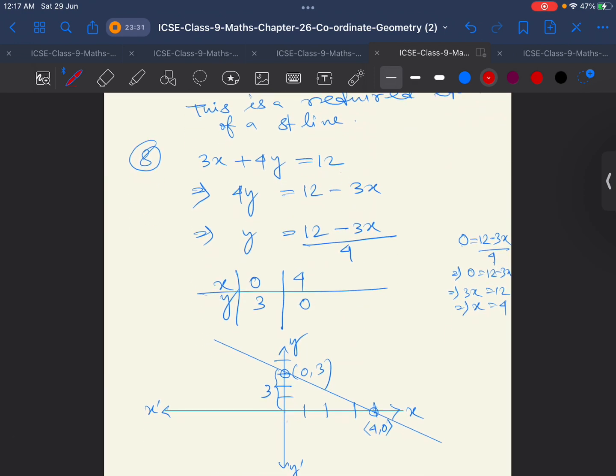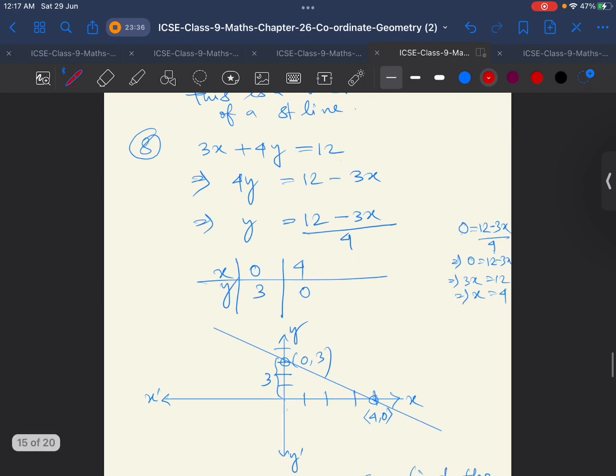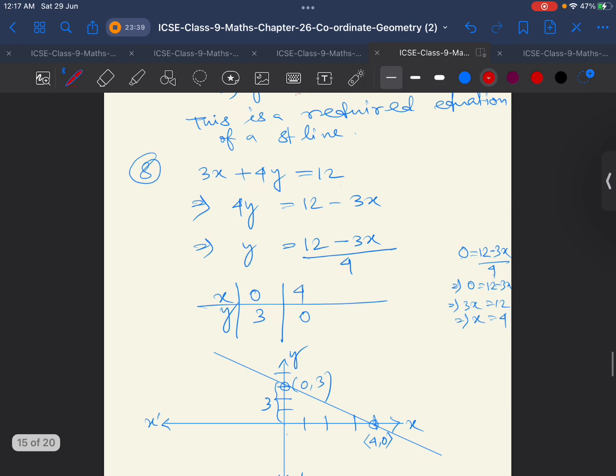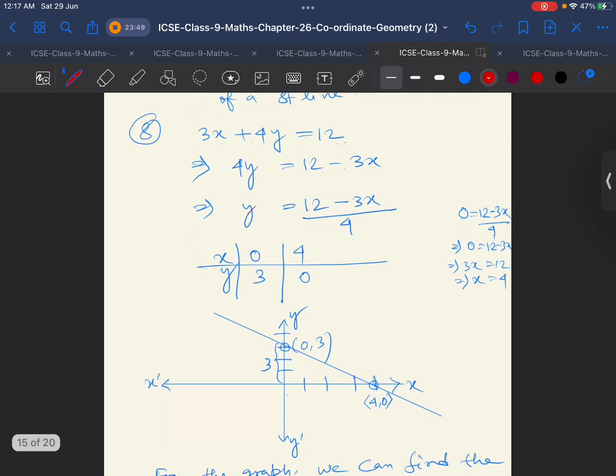Question number 8: draw the line 3x plus 4y equals 12 on a graph paper. From the graph paper, read the y-intercept of the line. So here, the equation is 3x plus 4y equals 12. So 4y equals 12 minus 3x, y equals (12 minus 3x) by 4. Okay, so we need to draw a graph. We need at least 2 points. To draw a straight line for these 2 points, we first take the x-intercept.